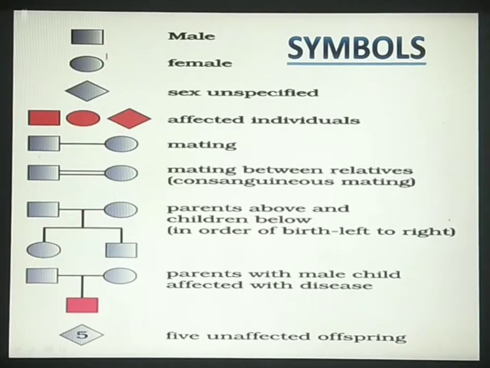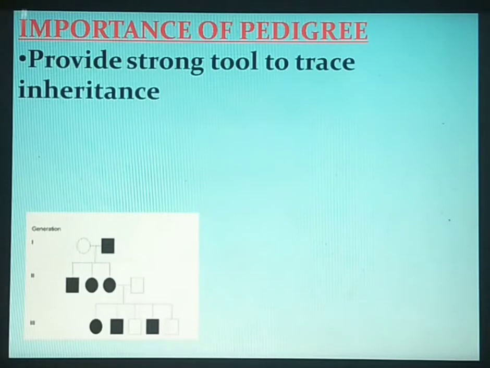Open or clear symbols indicate the absence of the trait. That means they are normal individuals, whereas the individuals, male or female, that are shaded indicate that they have the trait that is being studied, or they are the affected ones. So pedigree analysis provides a strong tool to trace the inheritance.